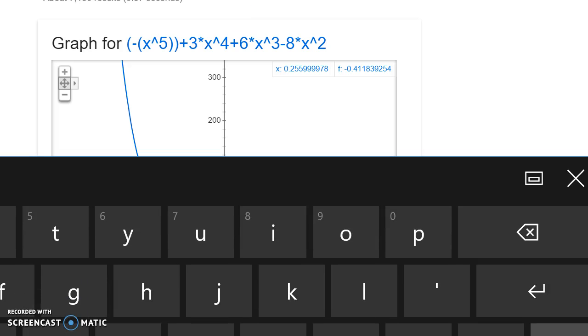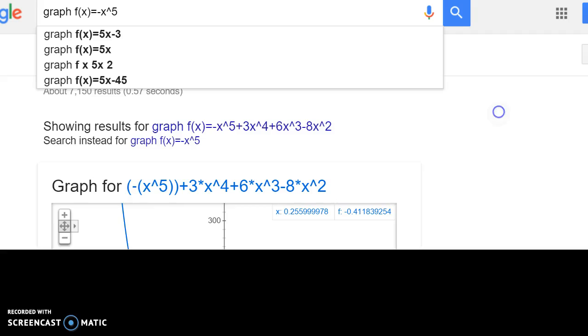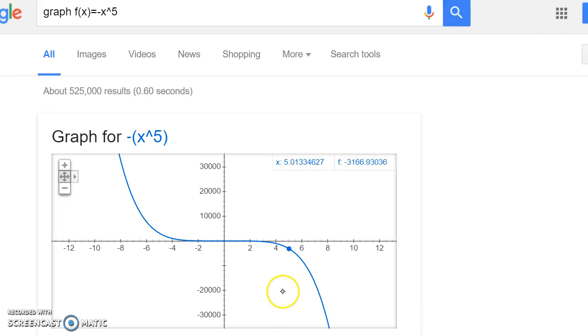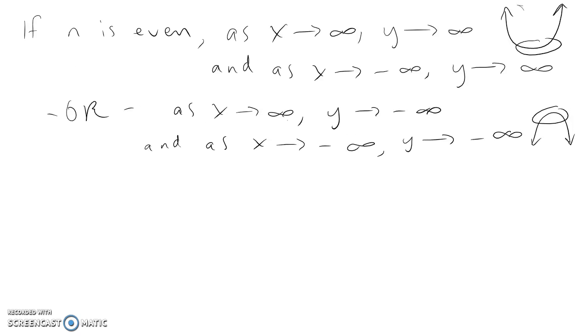And let's compare that to the graph of just minus x to the fifth. Notice it has the same general shape, a few less wiggles happening here. So, all three of these polynomials, their ends go opposite directions. So earlier we said that if n is even, the degree of our polynomial is an even number, then the ends point in the same direction.